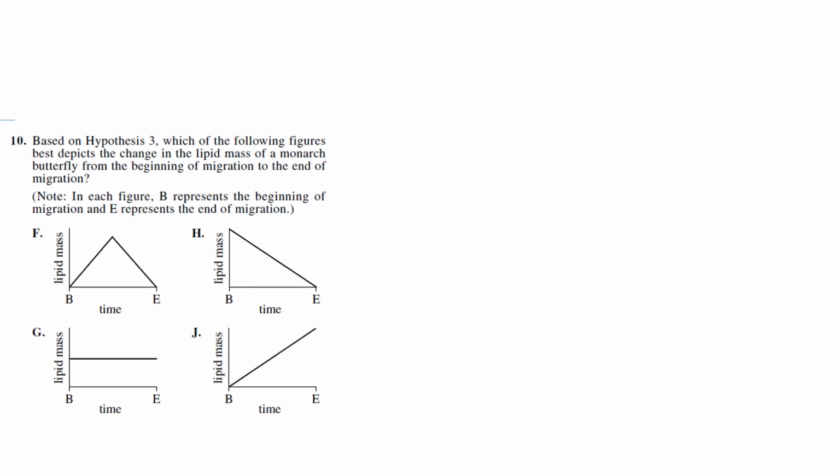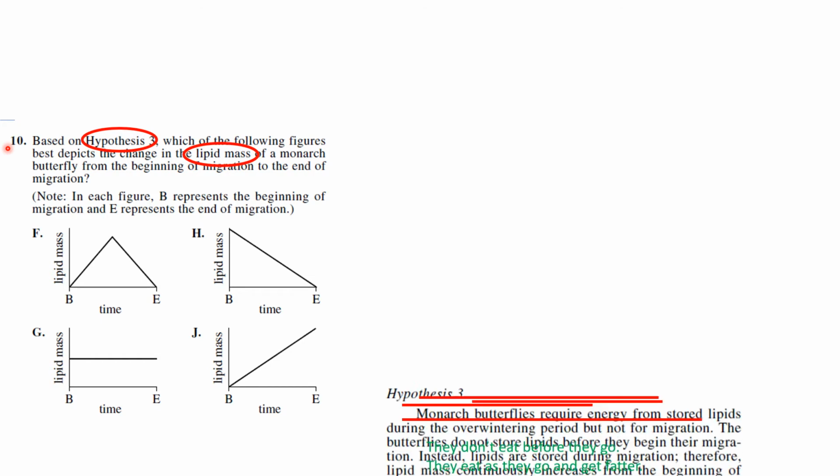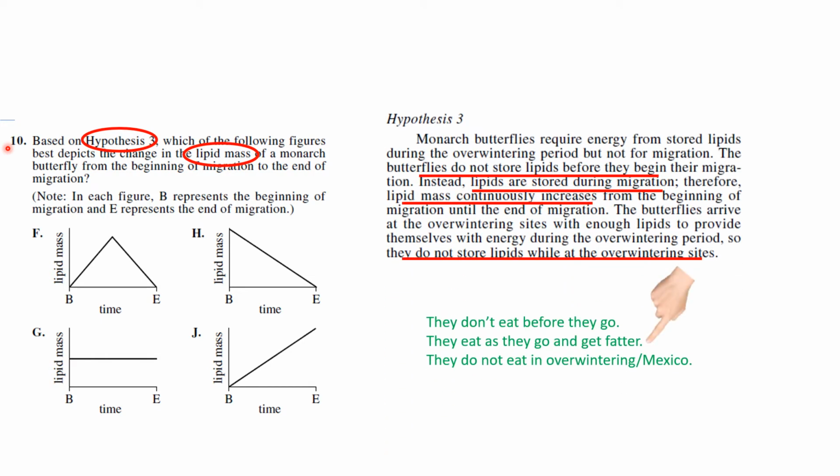Based on hypothesis 3, which of the following figures best depicts the change in lipid mass of a monarch butterfly from the beginning of migration to the end? Okay, so hypothesis 3, they eat as they go and they get fatter. They don't eat before they go. So which one says they get fatter as they go? That's choice J. As time increases, their mass increases.